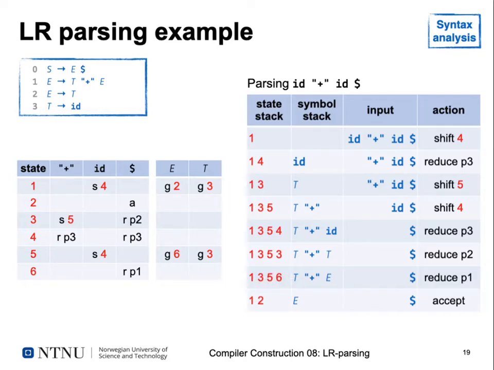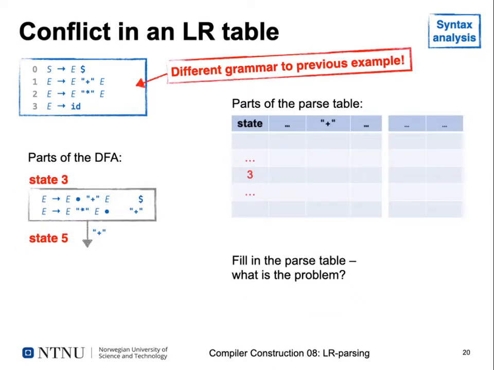And state number 6 now leaves us with T plus E. T plus E, we've seen, if we read a dollar, means we reduce according to production number 1, which just reduces T plus E to our E symbol here. And if we read an E and a dollar, then we know we're in the accept state and our parsing has successfully finished. So now let's look at a different example.